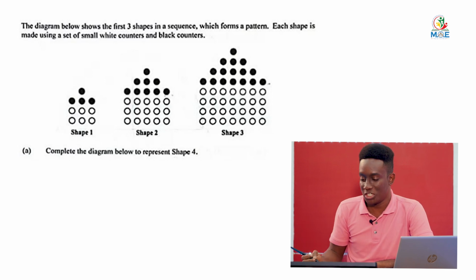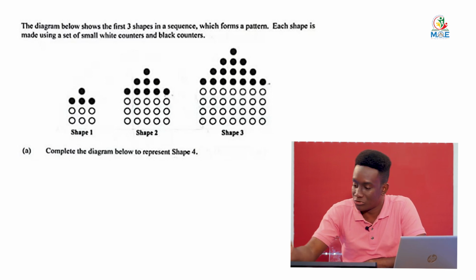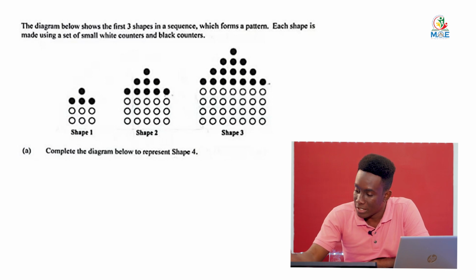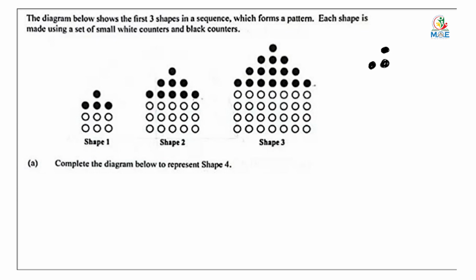So that means for shape 4, I'll draw shape 4 right to the side here. For shape 4, the pattern should continue. I'll have 1 at the top. For the shape previously, I had 1, 2, 3, 4 rows of black counters. So that means in this one, I'll have 5 rows.